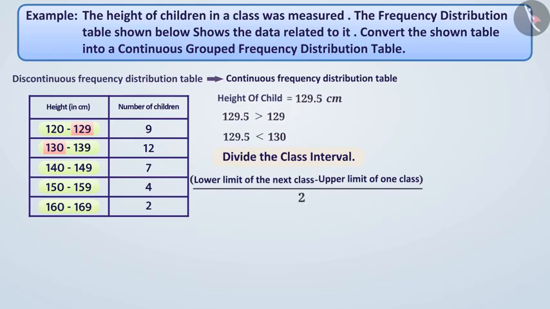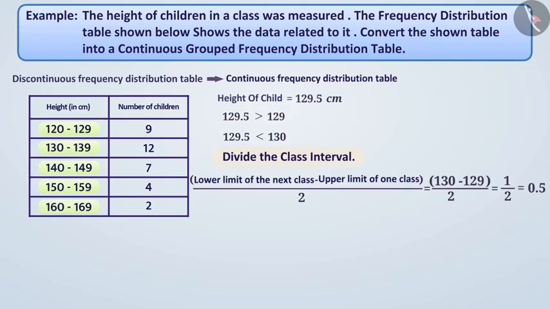Like we will subtract the upper class limit 129, which falls in 120 to 129, from the lower class limit 130 of the next class, 130 to 139, and divide the result by 2. This will give us the result as 0.5.